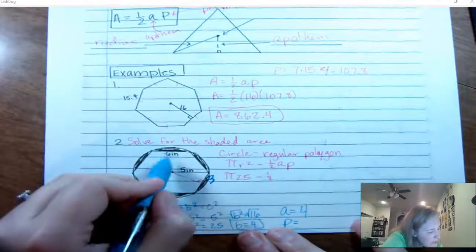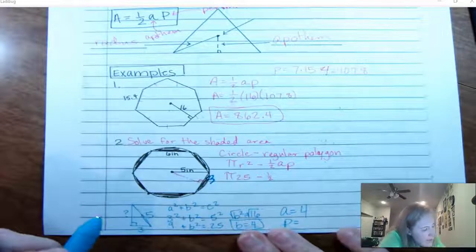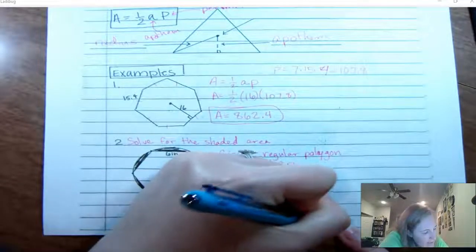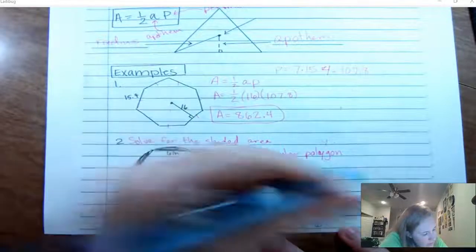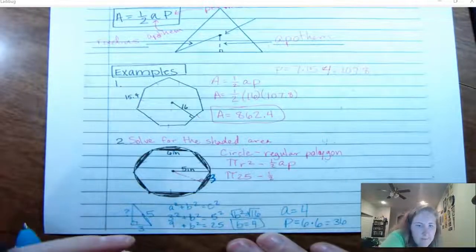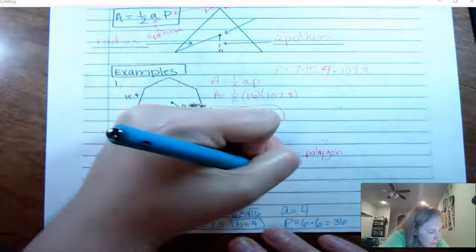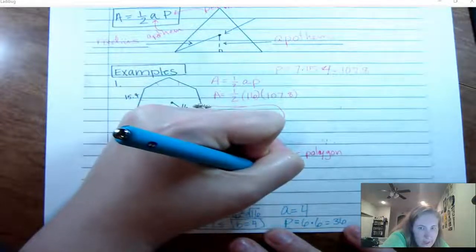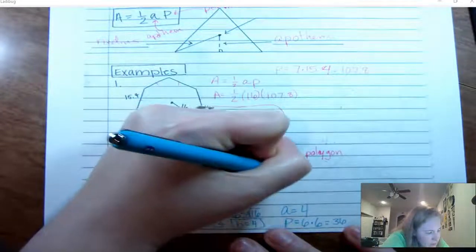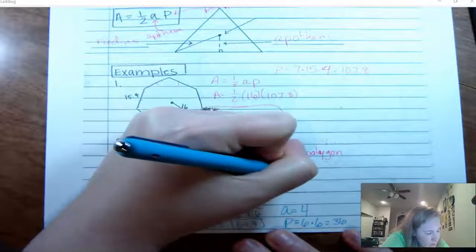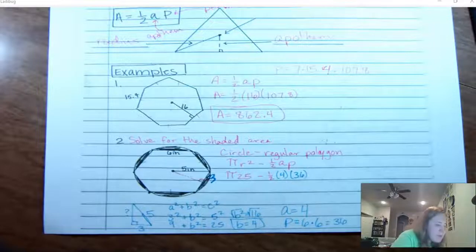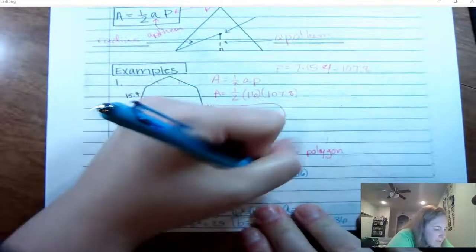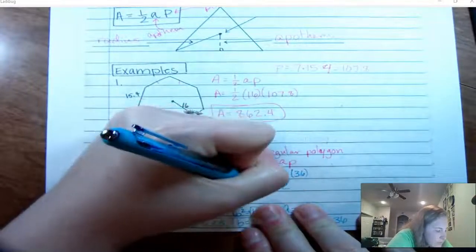Our perimeter is going to be 6, because that's the length of the side, times 6, because that's how many sides there are. This is a hexagon. So you get 36. All right, now we have everything we need. We have 1/2 times 4 times 36. Okay, so 1/2 times 4 times 36 is 72.